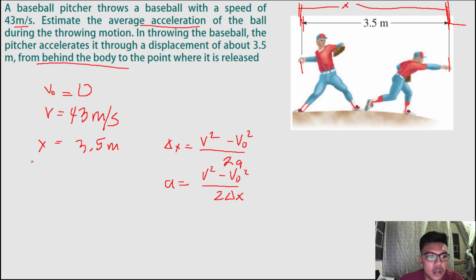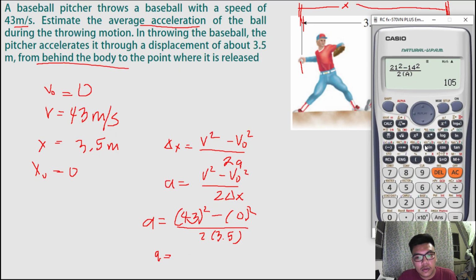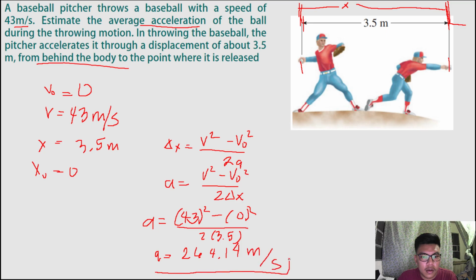So since yung ating x sub 0 is 0 naman yan, ano? So we can now use a is equal to v squared minus v sub o squared all over 2 delta x. So v squared natin is 43 squared minus yung ating initial is 0 squared all over 2 times 3.5. So a will be equal now to 43 squared all over 2 times 3.5. So that is equal to 264.14 meters per second squared. So yun yung acceleration natin.